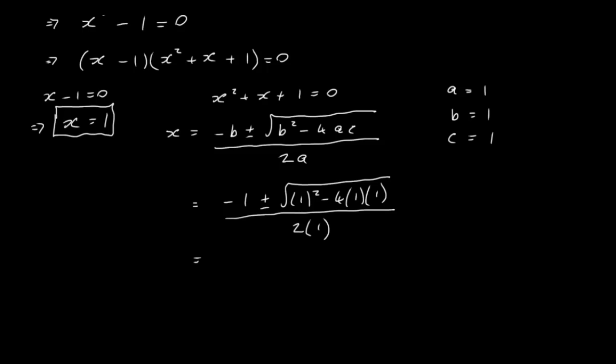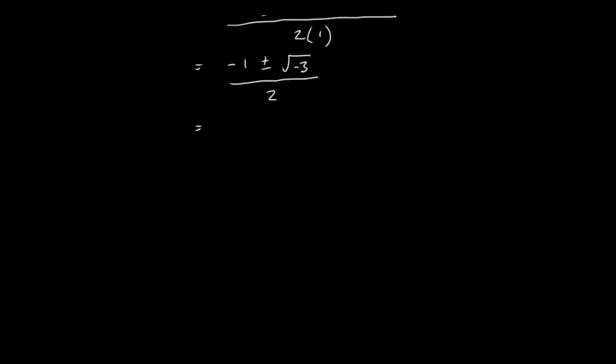Okay, so let's finish this off. So we have minus 1 plus or minus the square root of something over 2. Now 1 squared is 1, and then this becomes minus 4, so 1 minus 4 is minus 3. So we have a negative number in our square root symbol here, so let's try and sort that out. So we've got minus 1 plus or minus the square root of minus 3. I'm going to rewrite minus 3 as minus 1 times 3, again all over 2.